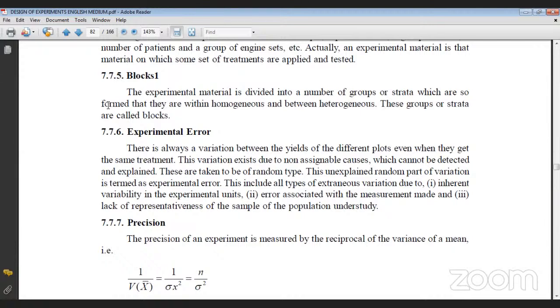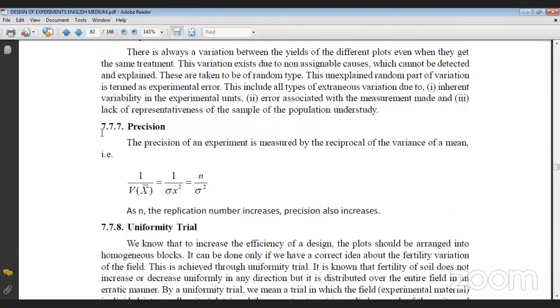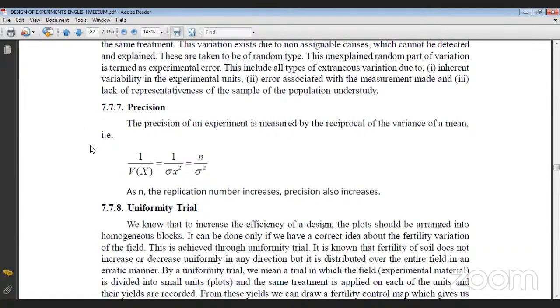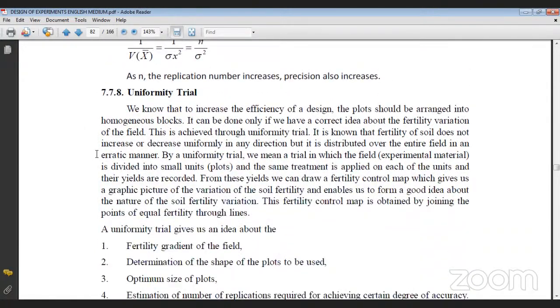Precision. The precision of an experiment is measured by the reciprocal of the variance of the mean. 1 by V(x bar) is equal to 1 by sigma x square, which is equal to n by sigma x square. This is the relative number of ingredients, precisions.